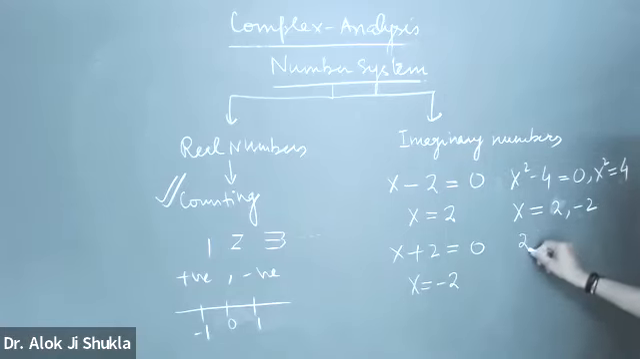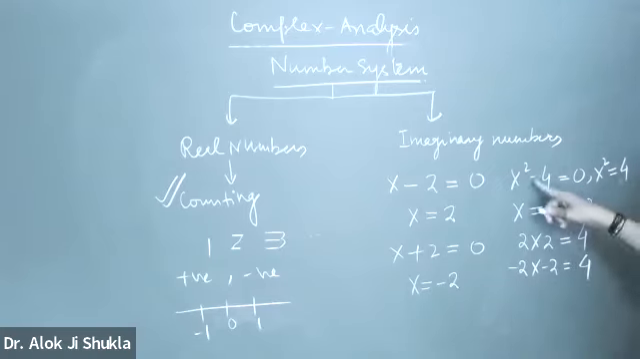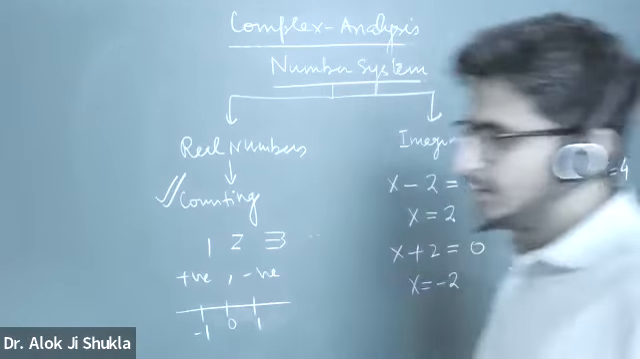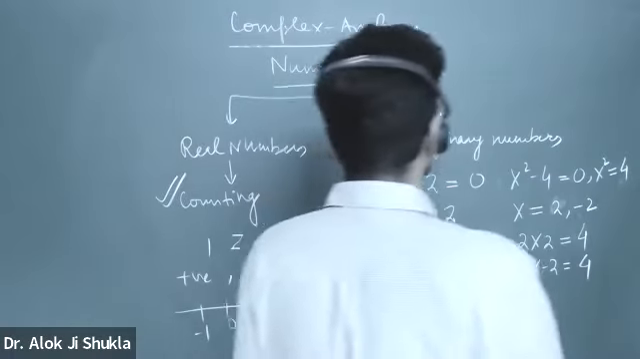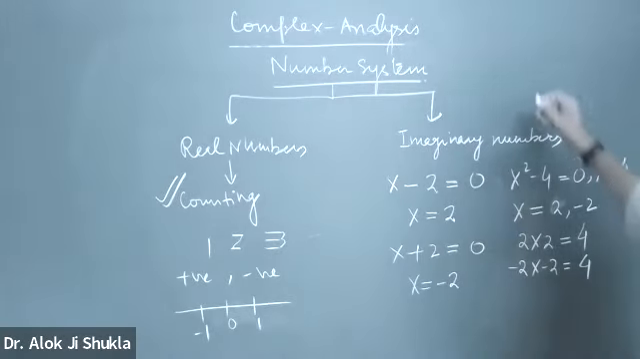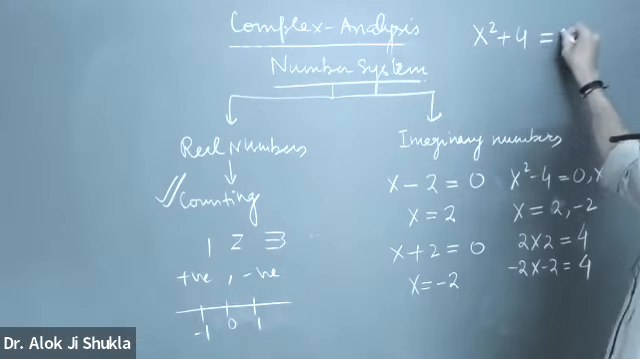So what is the square of 2? It gives us 4. What is the square of minus 2? It again gives us 4. So that's why there are two solutions of x square minus 4: one is plus 2 and another one is minus 2. Now, it was so obvious while solving these equations that somebody will get to the equation x square plus 4 is equal to 0.